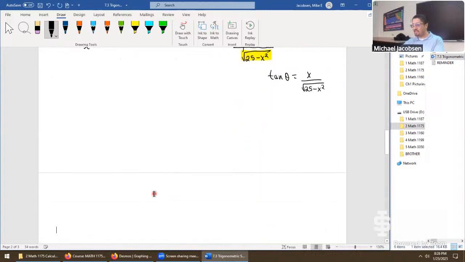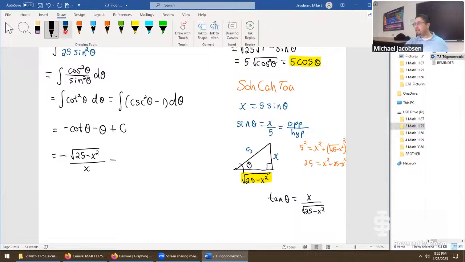I need way more space than I thought. Let's just push that problem down. If sine theta is equal to x over 5, then this implies either arc sine or sine inverse. Let's go with the arc sine since you mentioned it.